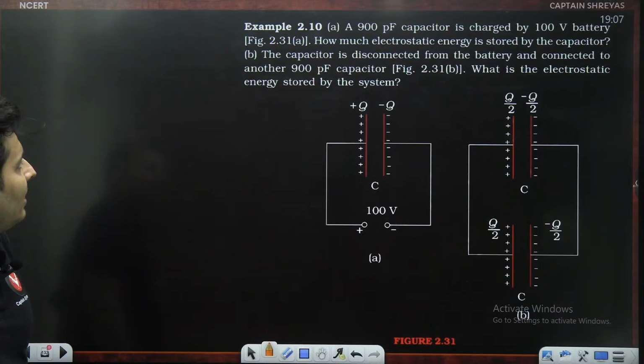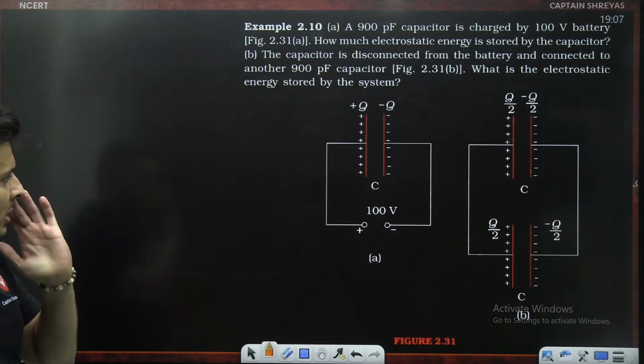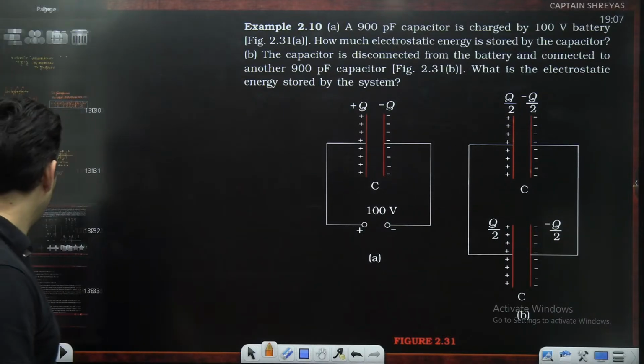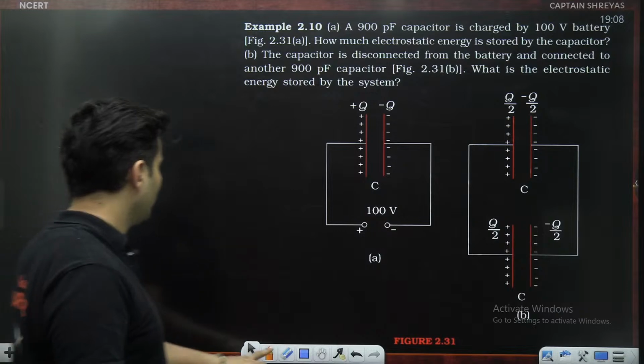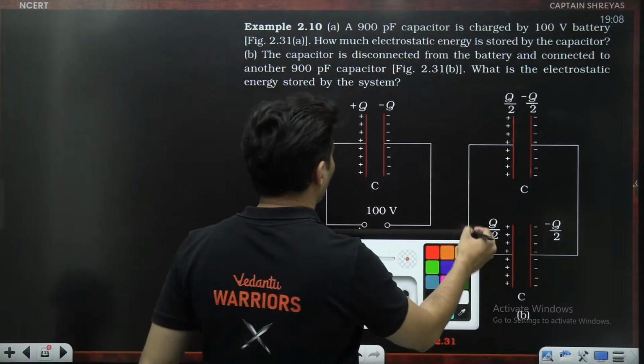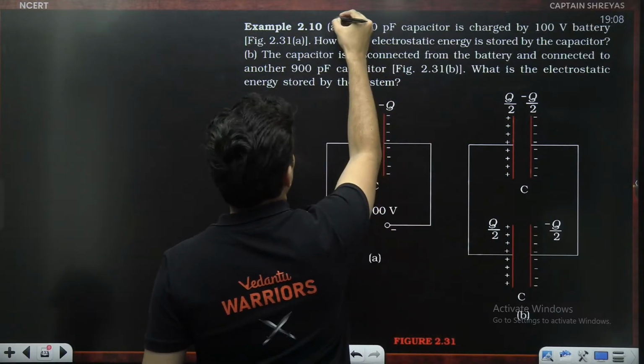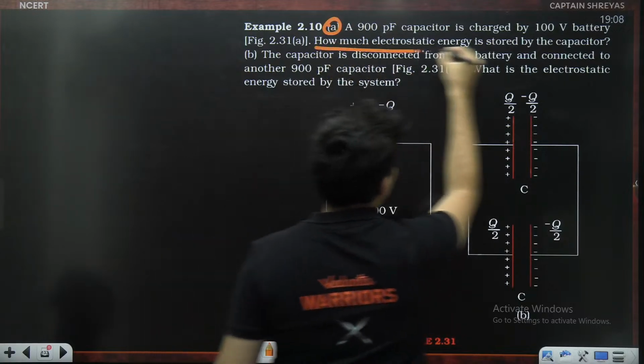They are saying that there is a capacitor of 900 picofarad charged by 100 volt. How much energy is stored by the capacitor? The capacitor is disconnected and connected to another similar capacitor. What is the new energy stored of the system? These kinds of questions are very, very common in your NEET examination. So first of all, let's do the first part of the problem. How much energy is stored by the capacitor?